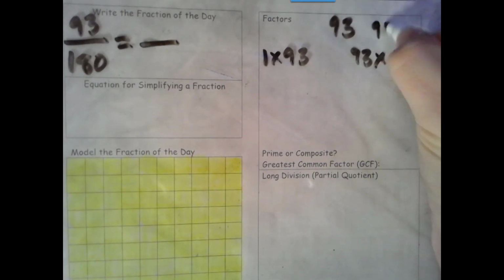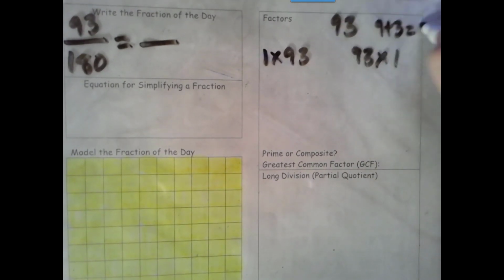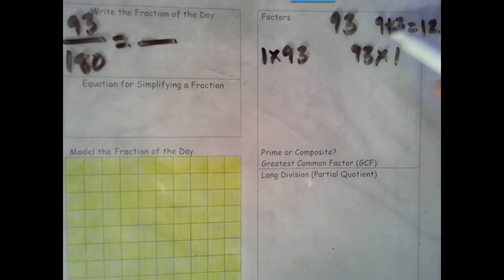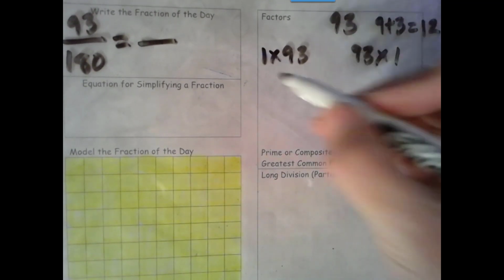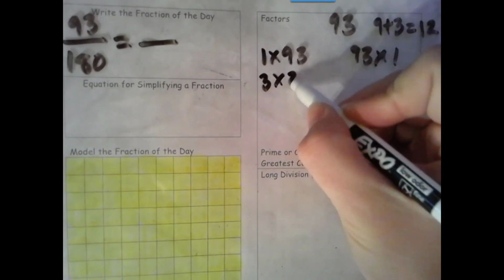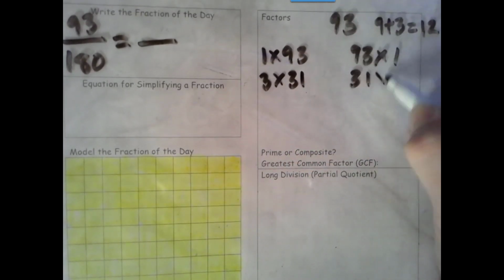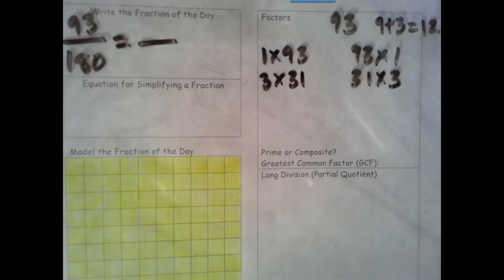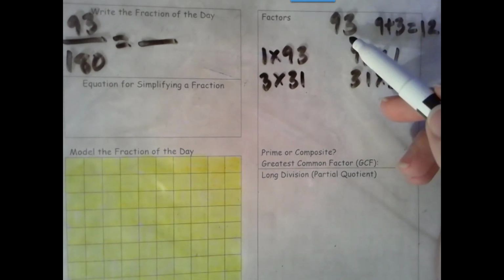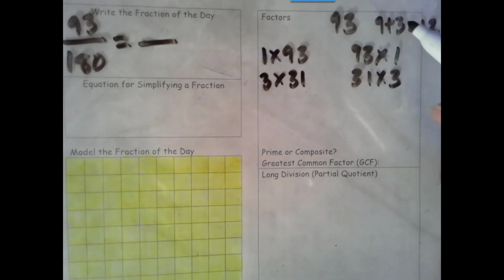The next odd number is 3. The rule for 3 is that when we add the digits together, we check to see if that's a multiple of 3. 9 plus 3 is 12. 12 is a multiple of 3, so 3 is a factor. 3 times 31. 31 times 3. We try 5. The rule for 5 is that it ends in a 0 or 5. It ends in a 3, so 5 is not a factor. We try 7. 7 times 10 is 70, 77, 84, 91, 98. 93 is not in that list, so 7 is not a factor.